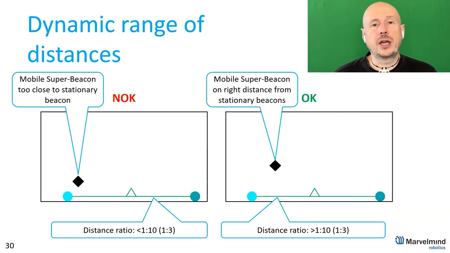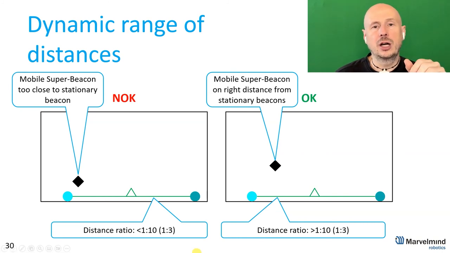Now about the dynamic range of distances. I already briefly mentioned it. What is this? Inverse architecture relies on a mobile beacon receiving two or more ultrasound frequencies at the same time. Of course, it's a digital technology, but still, you as a mobile beacon must receive two pretty close ultrasound frequencies. For example, 22 and 25 kilohertz, just 3 kilohertz difference. You must receive two of them at the same time.